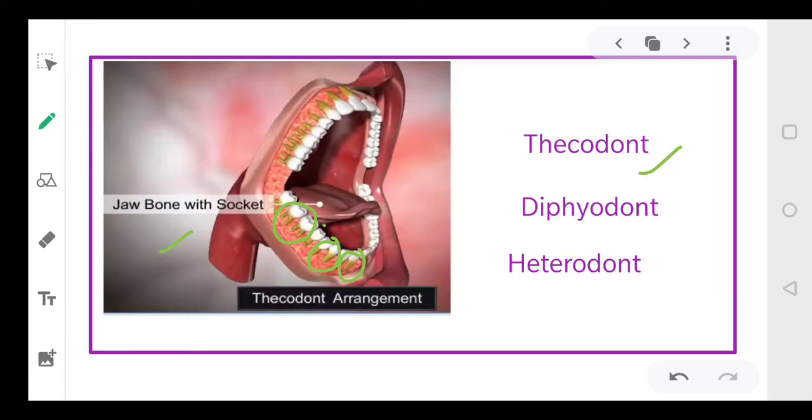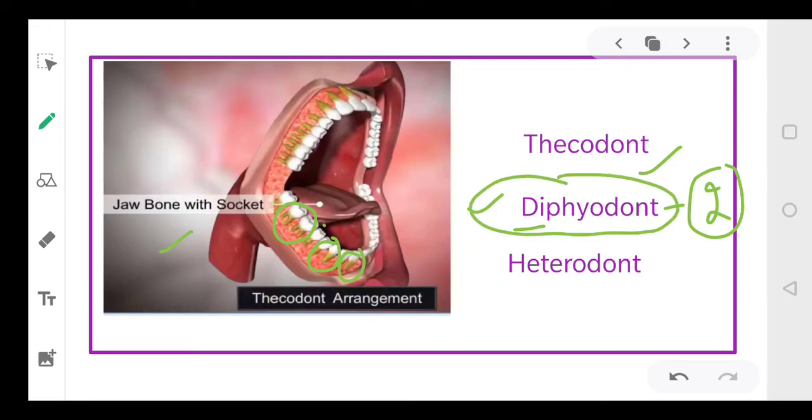The second word that is generally used in case of teeth is diaphyodont. Di means two. So in your lifetime, we have two types of teeth. When we are a child, we have milk teeth, and then as we grow, we have permanent teeth. That is why we use the word diaphyodont. Thecodont, because our teeth are present in sockets. Diaphyodont, because in our lifetime we have two different types of teeth: milk teeth and permanent teeth.